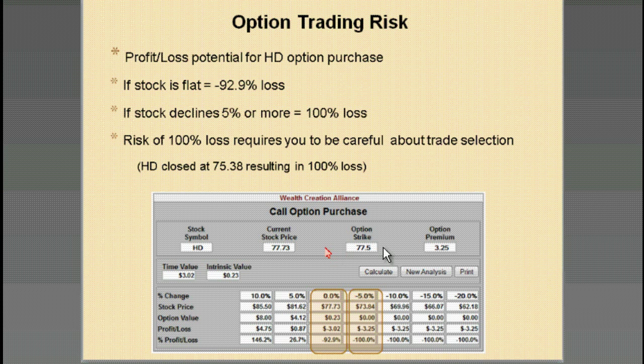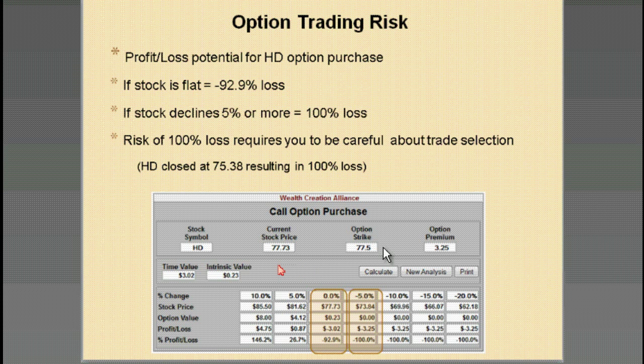What I do here is plug these numbers into my call option purchase calculator, and what this calculator does is it will calculate the profit loss potential for this option purchase, assuming various changes in Home Depot stock, in this example from a 10% increase in the stock to a 20% decline in the stock. So we're going to see what-if scenarios at option expiration, and of course the value of the option is derived by the price of Home Depot stock at option expiration.